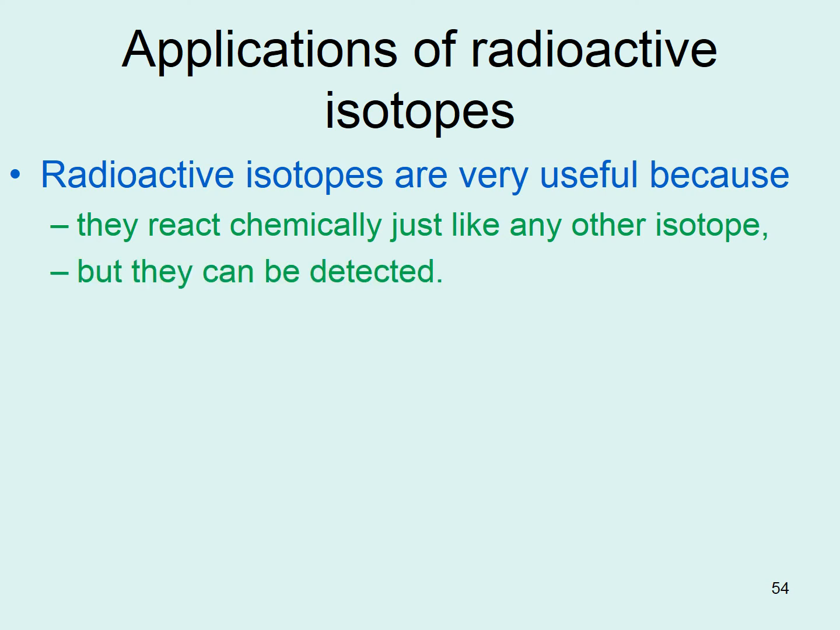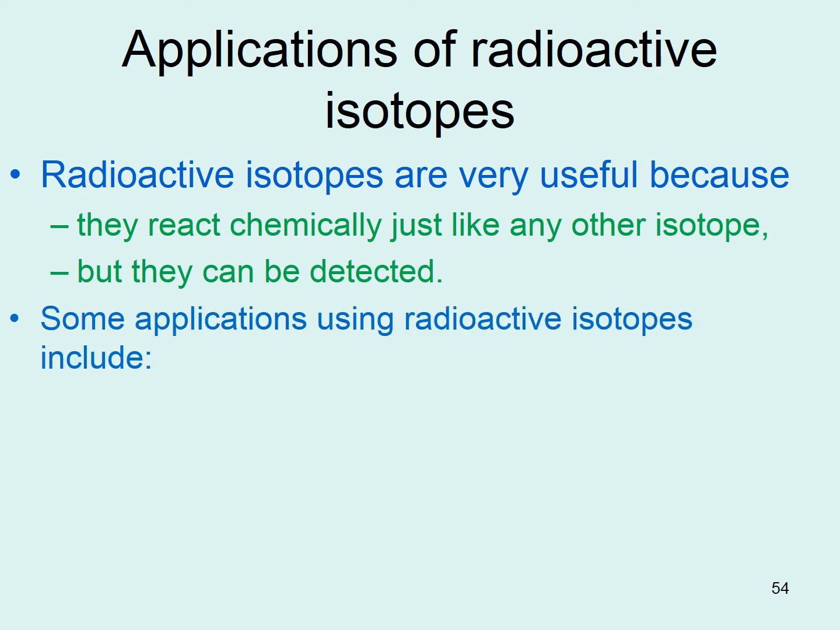However, the radioactive isotopes now can be detected. So if your body uses iron in your blood, but they give you radioactive iron, then they can follow it along and see where it's going, if it's doing what it's supposed to do. So the key thing is that they react chemically just as they're supposed to, however they can be detected.